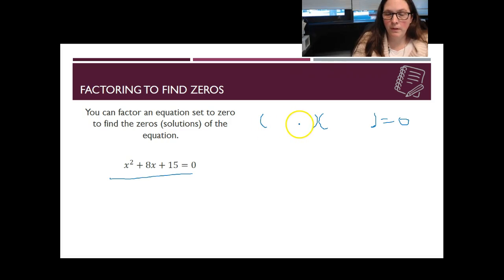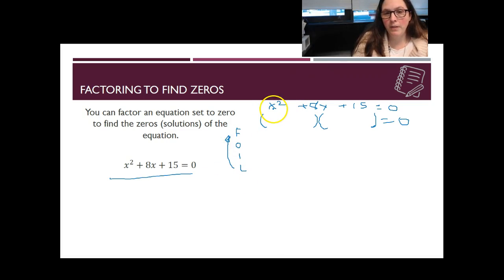So one unit times another, right? One binomial times another to give this answer. So when I'm looking here, I personally just like to rewrite my equation, x squared plus 8x plus 15 equals 0. You guys remember we're using that FOIL method, firsts, outers, inners, lasts.